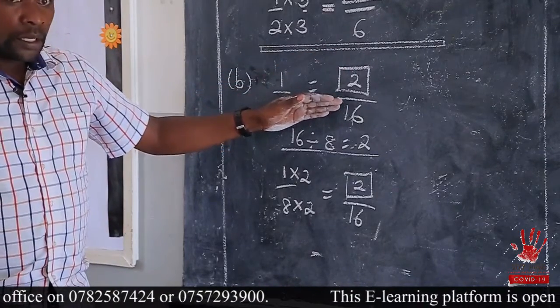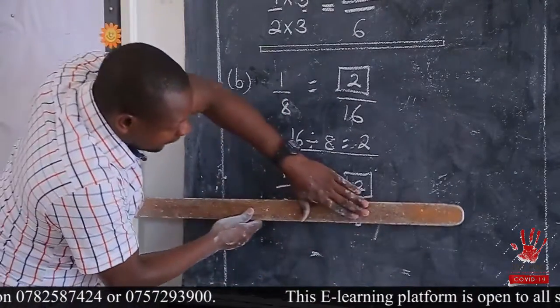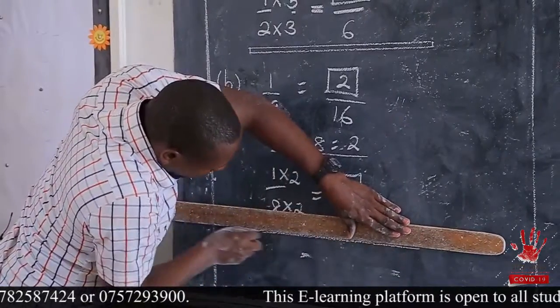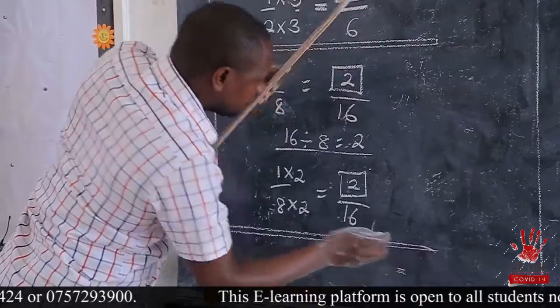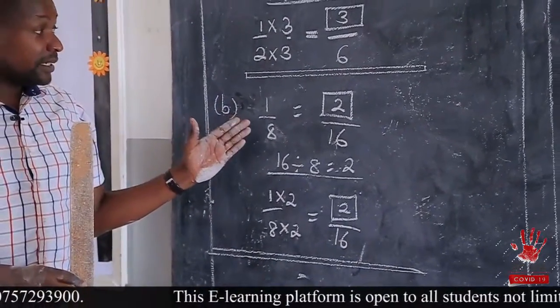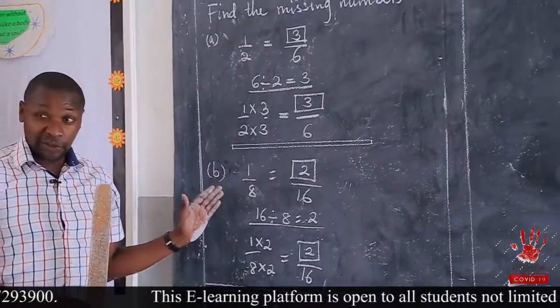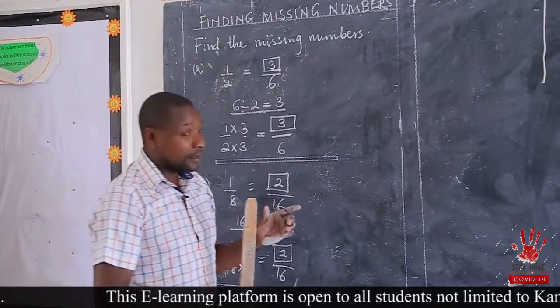Okay? Now, let's look at the next example. In this case, I want you to observe very carefully. This is not by guessing. Don't guess to get the right answer.